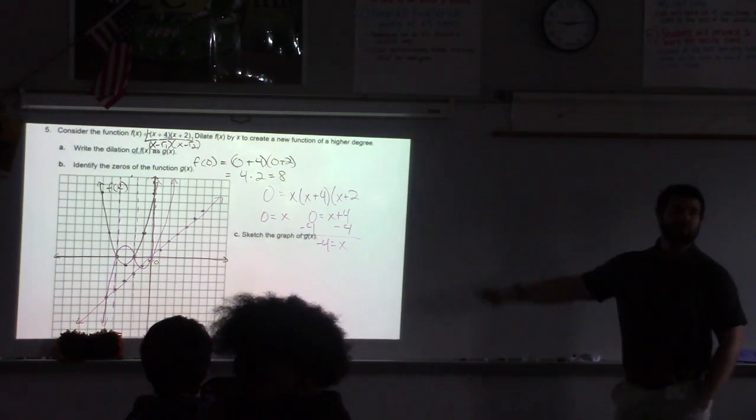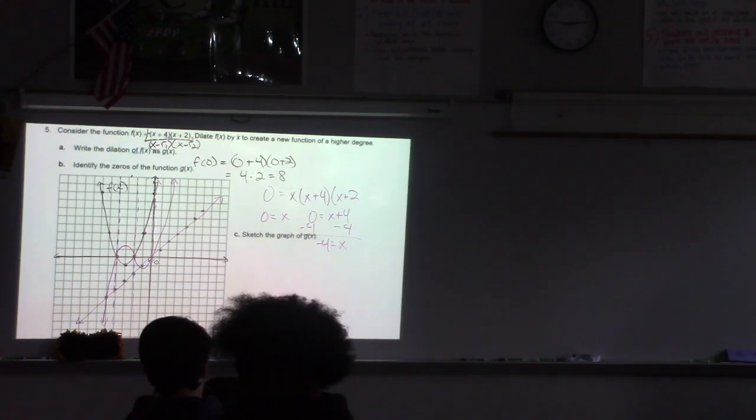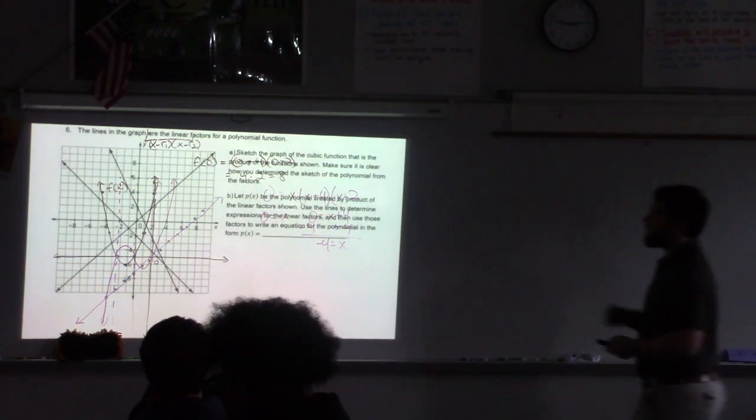So again, could you have drawn the parabola and the linear and graphed off of that? Yes, it would have given you the same function. It's easier to just go off the linear factors though. Okay, so here's number 6.